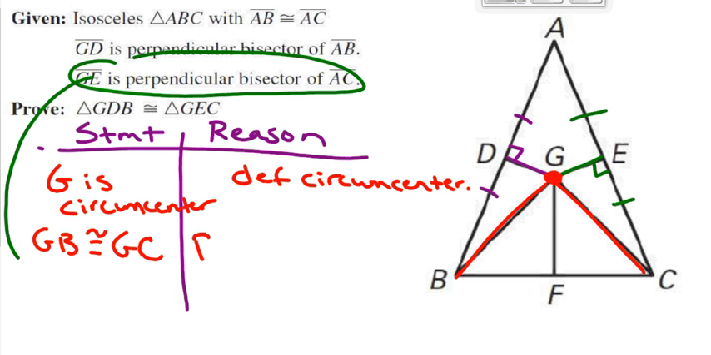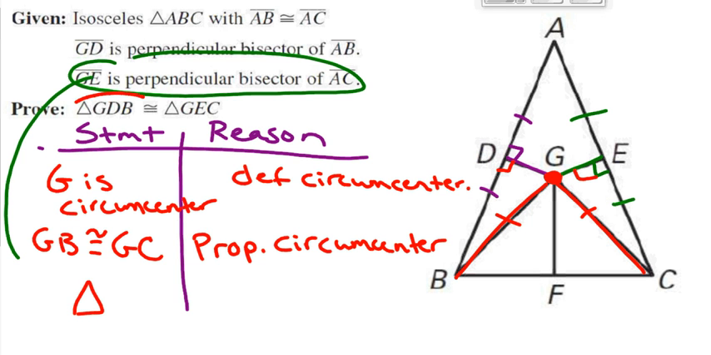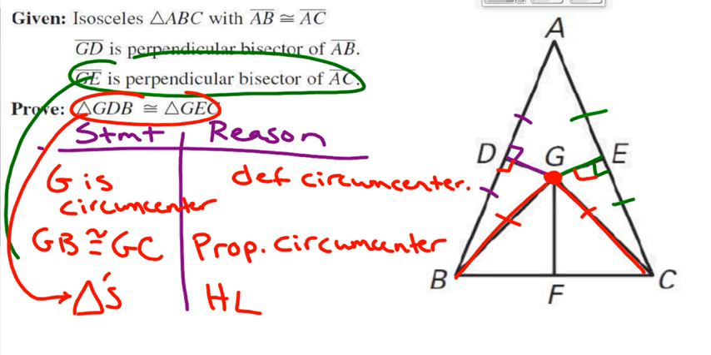And I'm going to say that's properties of circumcenter. The property of a circumcenter is that the distance from the circumcenter to the angle vertices is congruent. All right, which means this is congruent to this, and it looks like now I have two congruent triangles by hypotenuse leg. So these triangles are congruent by hypotenuse leg. All right.